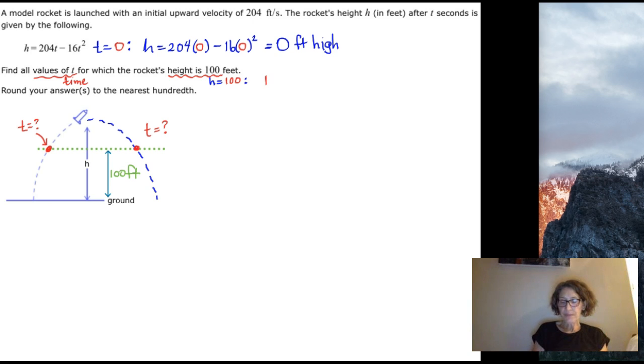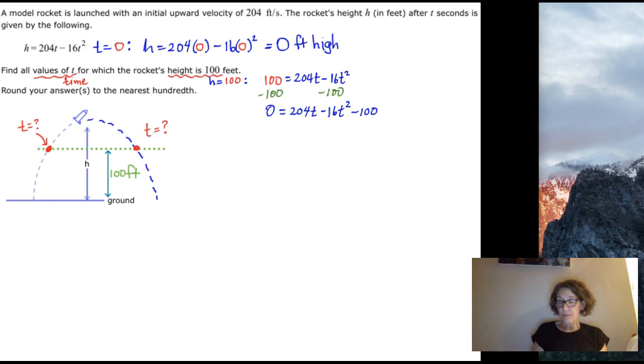So we're going to plug in h equals 100. So 100 equals 204 times t minus 16 t squared. That's a quadratic equation. It's an equation, has 1 variable, is a polynomial, its degree is 2. So we want to get this in standard form before we do anything. So that means get everything over on one side, have a 0 on the other. So that means I'm going to subtract 100 from both sides. And that gives me 0 equals 204t minus 16t squared minus 100.